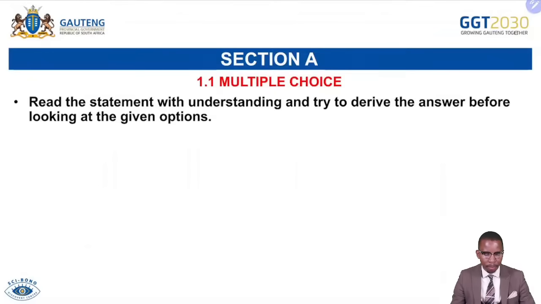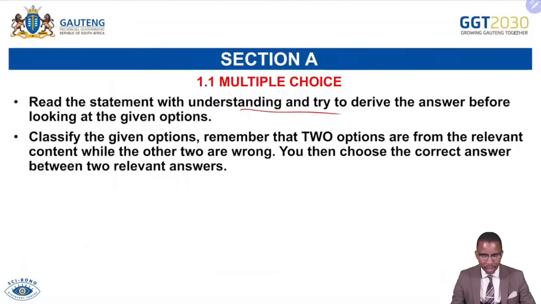Multiple choice, section A. You need to read the statement with understanding and try to derive the answer before looking at the given options. As you read the statement, provoke your mind to give you the answer. Then you look for the answer and grab it down there. Classify the given options. Remember that 2 options are from the relevant content while the other 2 are wrong. You then choose the correct answer between the 2 relevant answers. So we are given 4 options, A, B, C, and D. Obviously 3 answers are wrong. There's 1 answer that is absolutely correct.